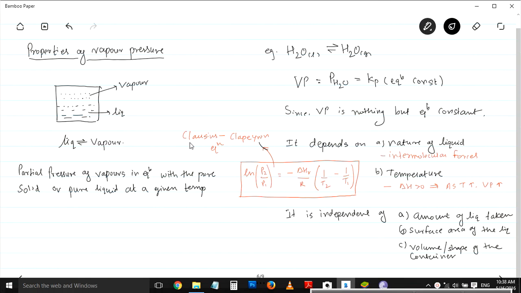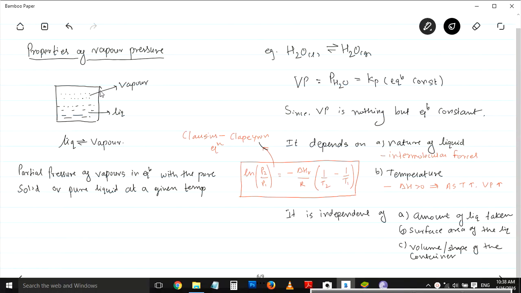I am going to talk about properties of vapor pressure in this video. In the last video, I had described vapor pressure as the pressure exerted by the vapors of a particular liquid over the surface of this liquid. Now, as you observe in this diagram, an equilibrium is established between liquid and its vapor after some time. So the pressure exerted by this vapor is nothing but your vapor pressure.